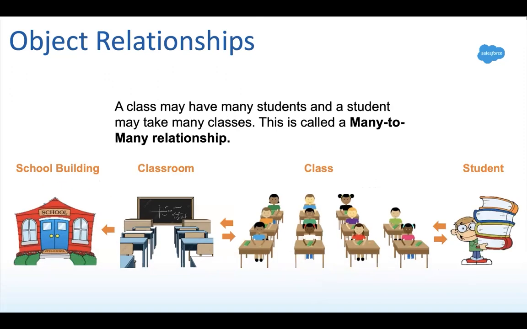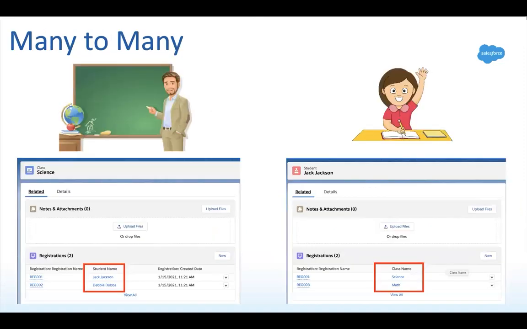Next, we have the relationship between class and student. This is also a many-to-many relationship because on the class side, I want a related list of all the students that will be in that class. But on the student side, I also want a related list of all the classes that student will be taking. So what we want is a related list on each side.